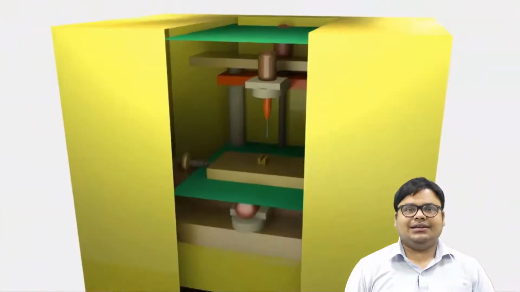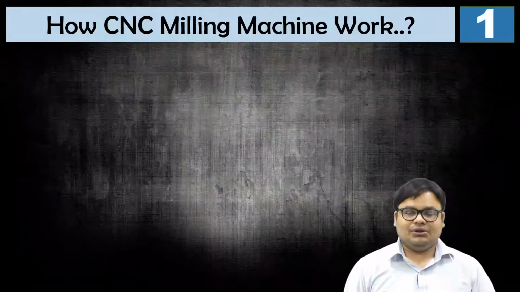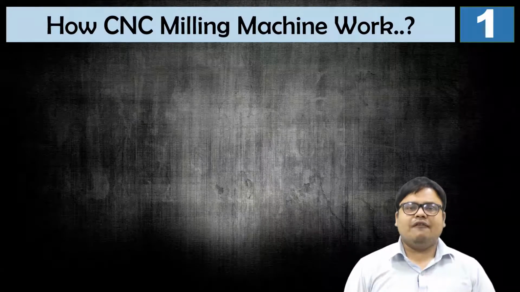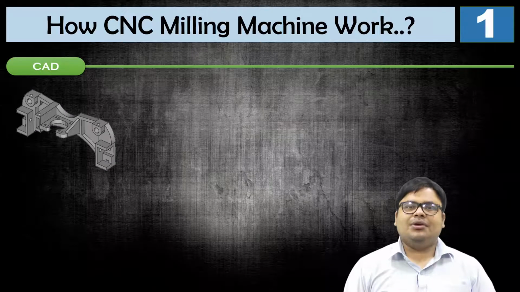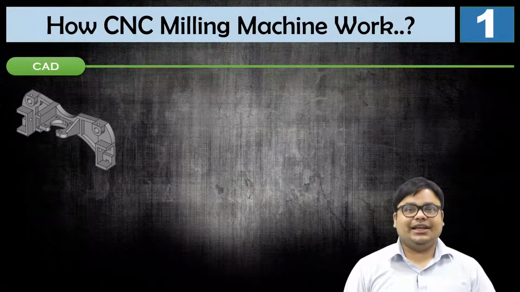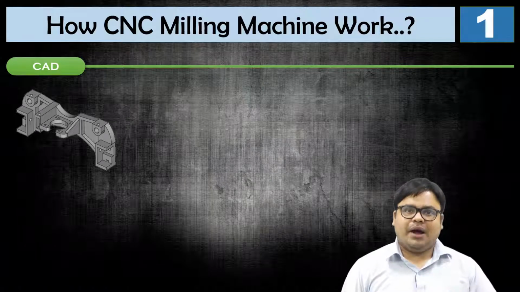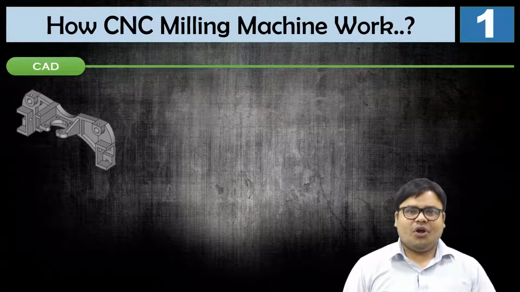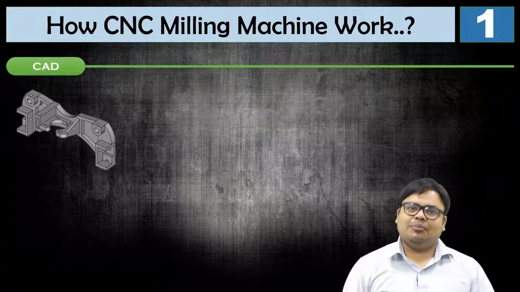So we know, as you can see on the slide, how a CNC milling machine works. First of all, to manufacture a particular thing we need a design or a drawing. Before that, we need a CAD part. As you can see on the slide, we need a CAD part first, or even 2D drawings or orthographic drawings. From that we'll be doing the program.